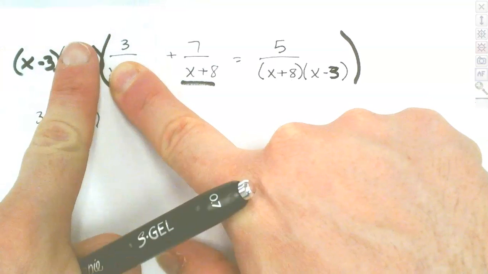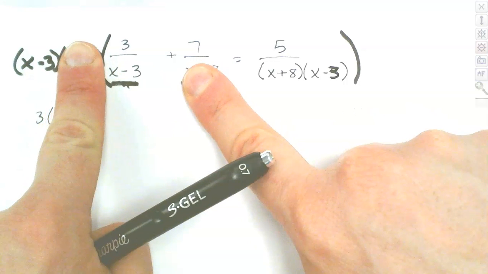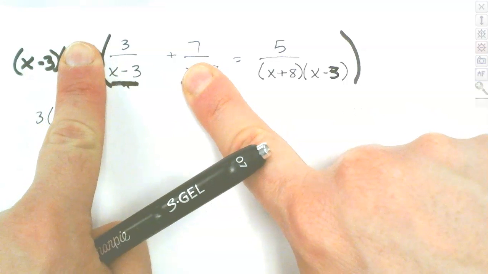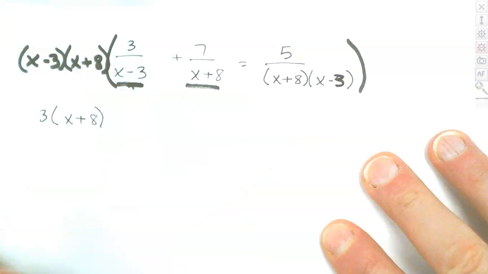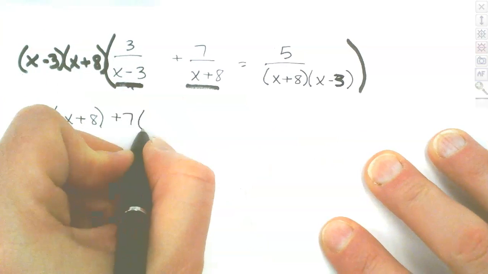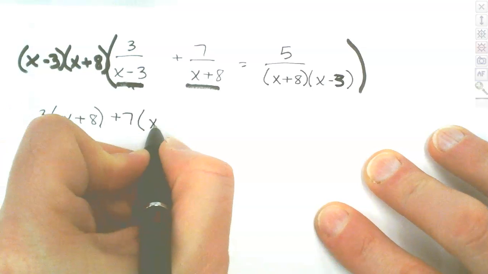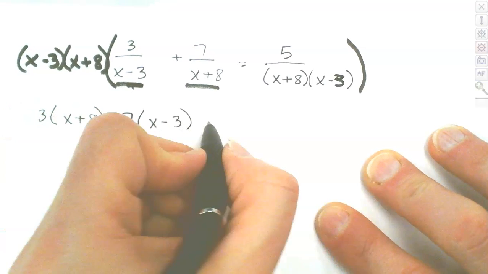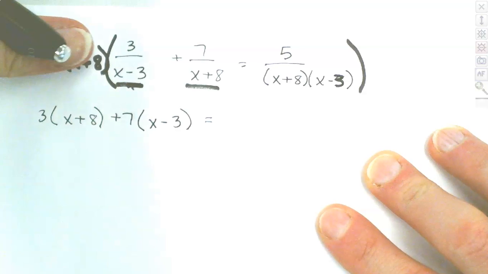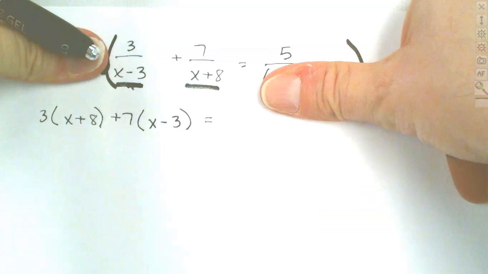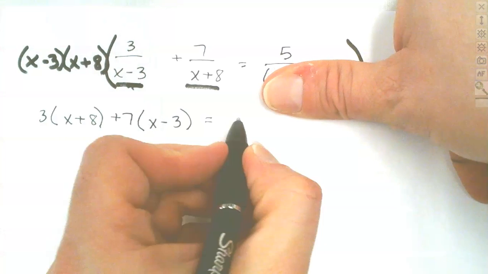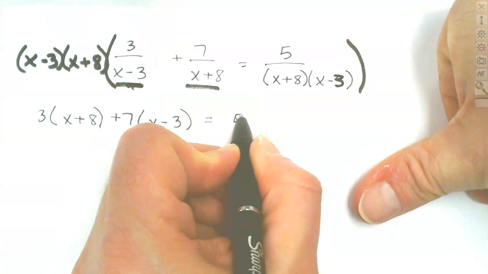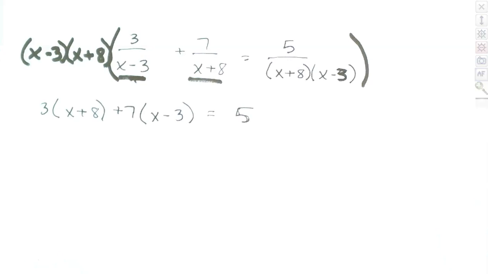Repeating the process on the next one. Those cancel. So if those are gone, then what do we have left? We have 7 times x minus 3. And what about on the right-hand side? Well, those all completely cancel. So the right-hand side, all we have left is a 5. Is everyone okay with that so far?